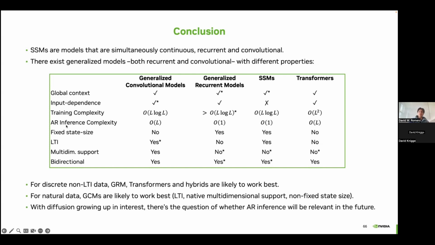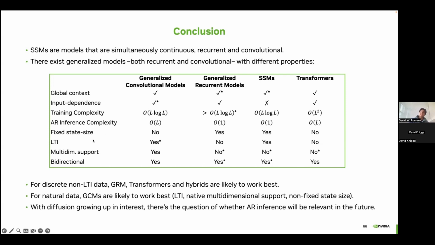In terms of autoregressive inference, the convolutional models would have complexity O(L), right? Because they need to save the whole past to be able to do the next prediction, just as transformers do. Whereas SSMs and generalized recurrent models have constant memory complexity.